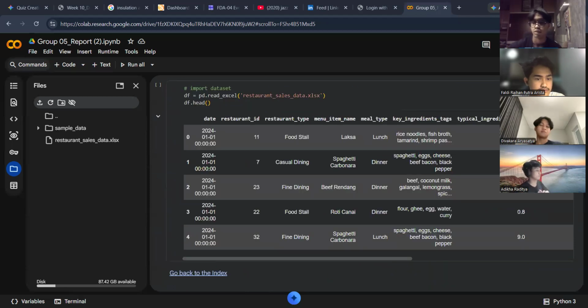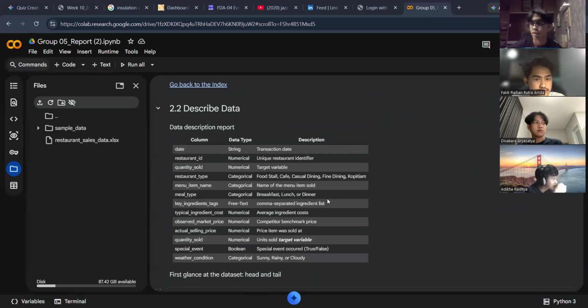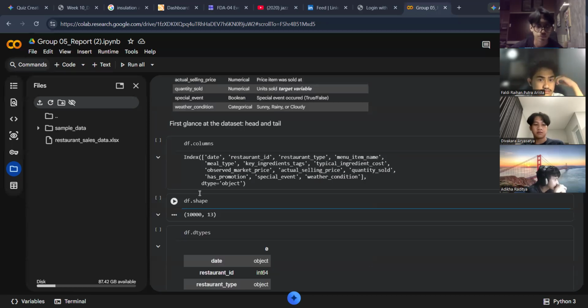Here there are the quantity sold, the target variable, which is the number of units sold per day, and the actual selling price, which has the strongest inverse relationship with the target. There is restaurant type, which covers 5 restaurant establishments, and the meal type: breakfast, lunch, and dinner. Weather conditions are sunny, rainy, or cloudy, and has promotion and special event are binary indicators that only state true or false. Last but not least is the key ingredient text, which is a comma separated list of key ingredients per menu item.